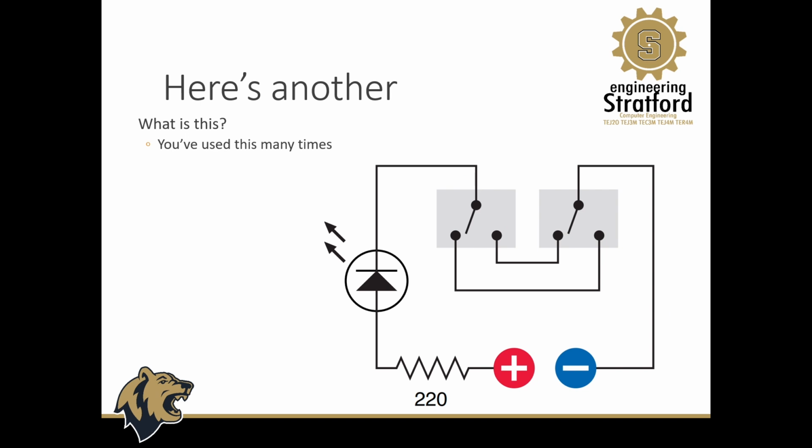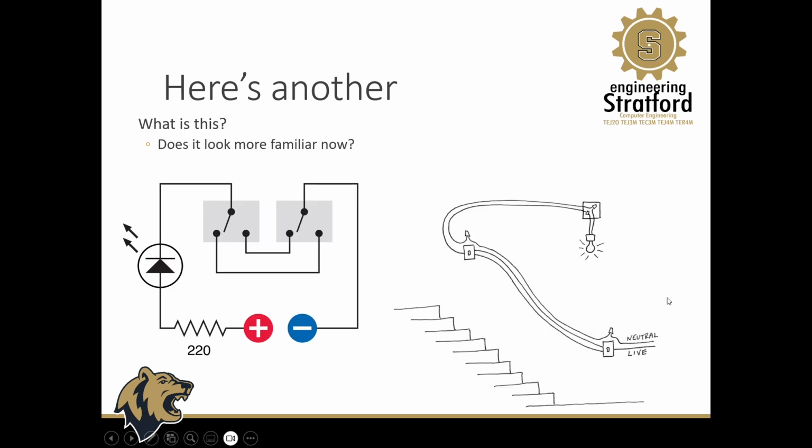But I say that you've used this many times. What is this? There you go. Does that look more familiar? If you at your house have 2 floors of living space, you probably have a circuit like that. Might not be a 220 ohm resistor that's protecting it. It might not be an LED, but it's that type of circuit where you can turn on the light from the upstairs or the downstairs.